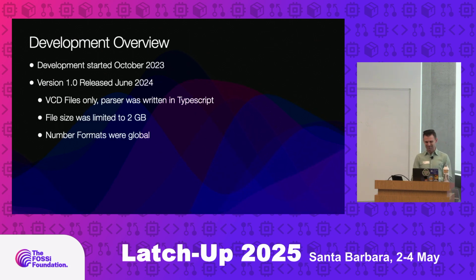I mean, it worked. The file size was limited to 2 gigabytes due to the way that VS Code implemented the FS read, and all number formats were global. In other words, if you're viewing a multi-bit signal and you have a bunch of them in your viewer, they're all the same format throughout the whole viewer. So it was very much a proof of concept, but I've since made some updates to it.